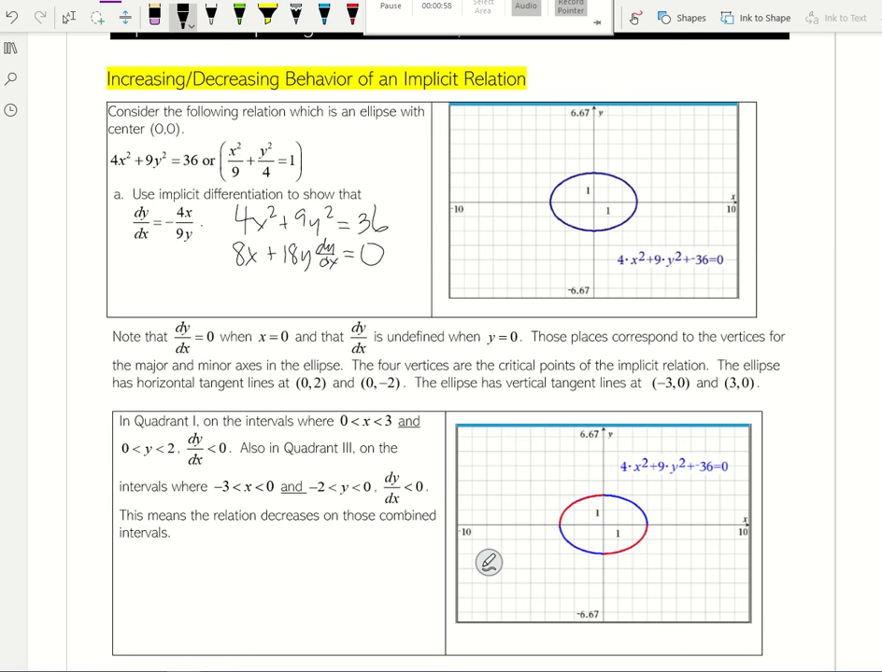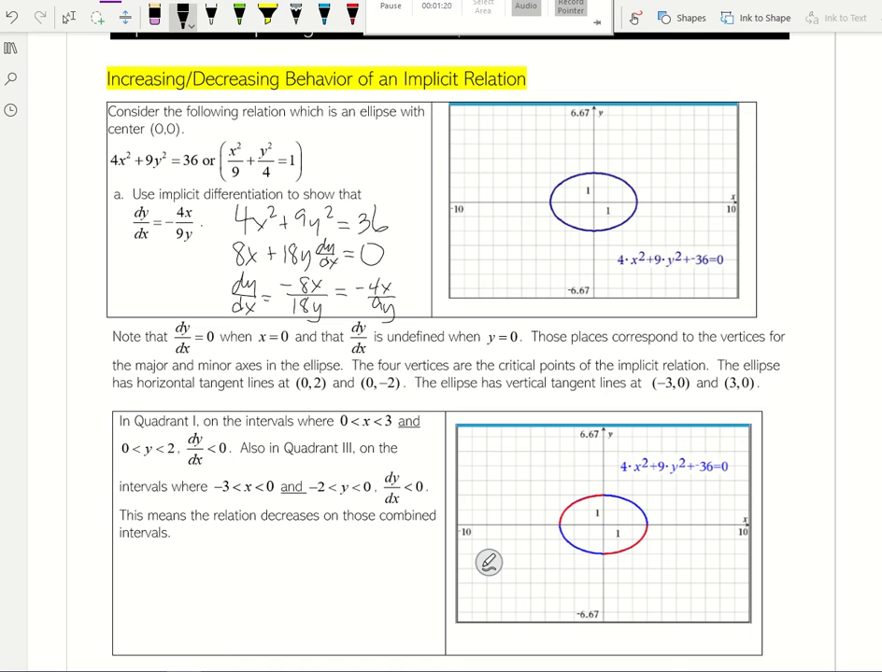So then if I manipulate it so I get dy/dx by itself, I move the 8x over, so I get negative 8x divided by 18y. Of course, if I reduce it, then I would get exactly what they're saying that you should get, right? Yeah. Alright.